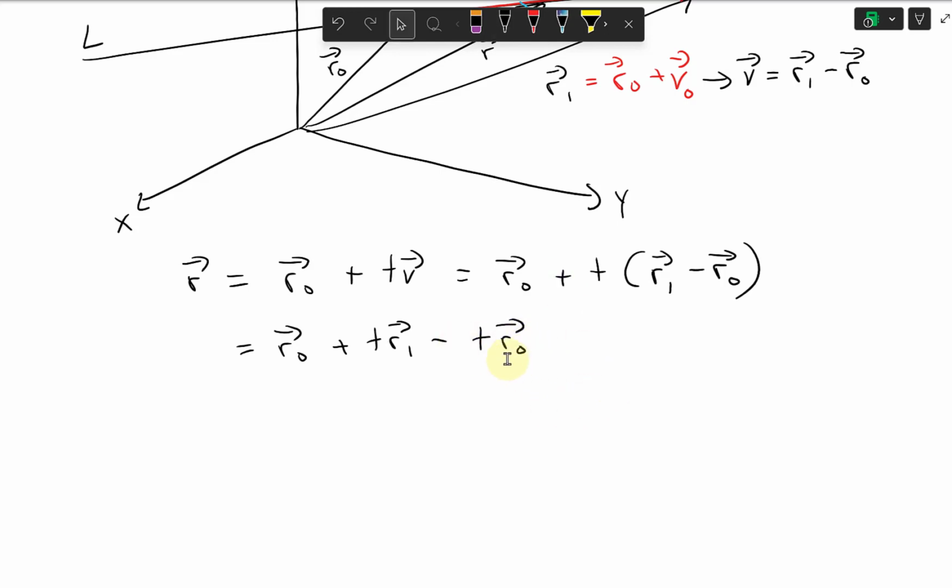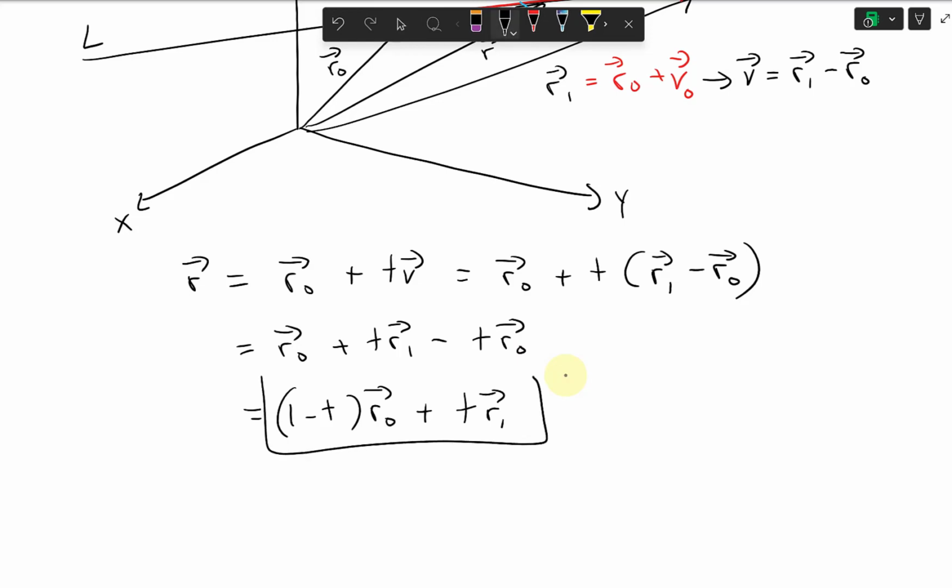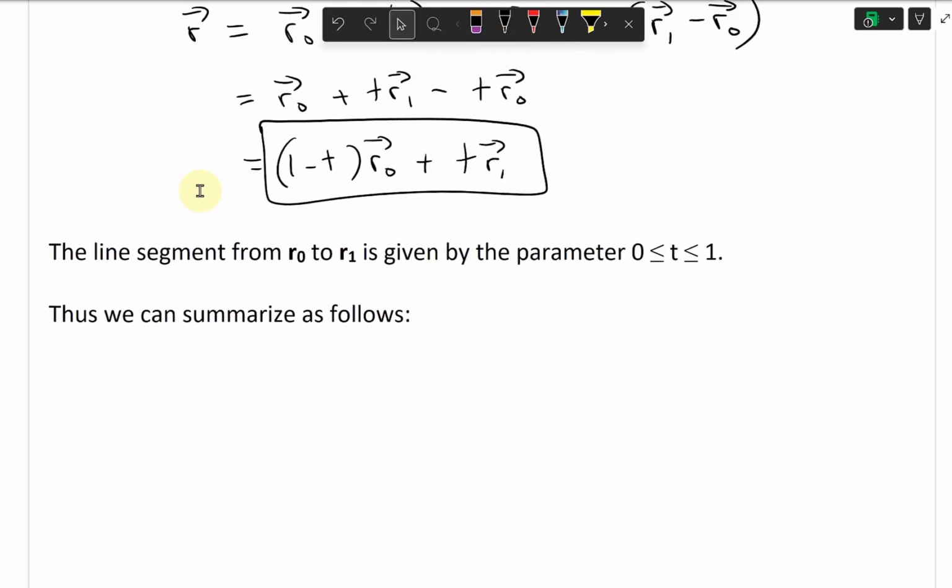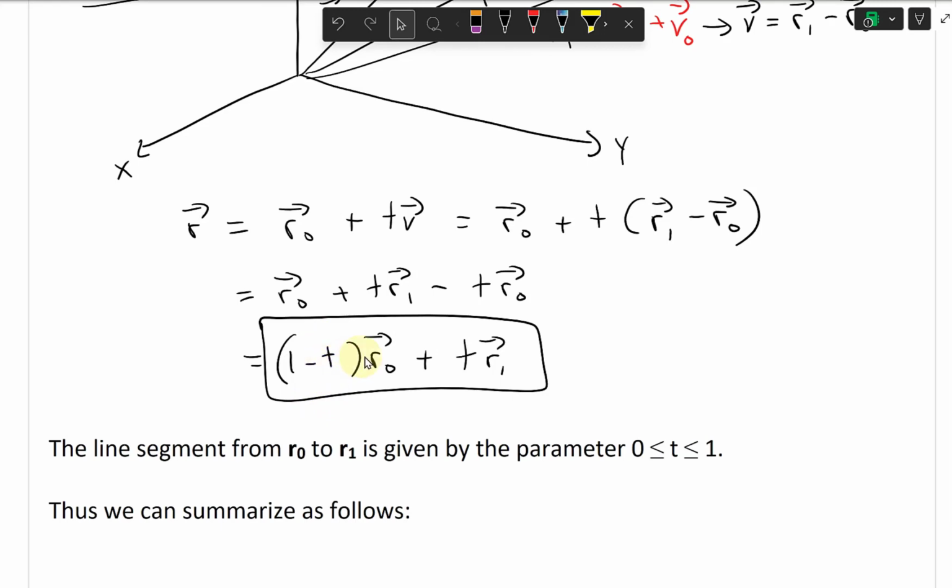And now we can factor out the r0s, the like terms. That's going to be 1 minus t, like that. And then plus t r1 vector, like that. And I'm just going to box this in. Now this setup here, if you look at it, is the same thing as we had before.